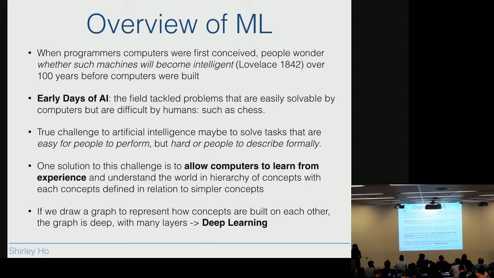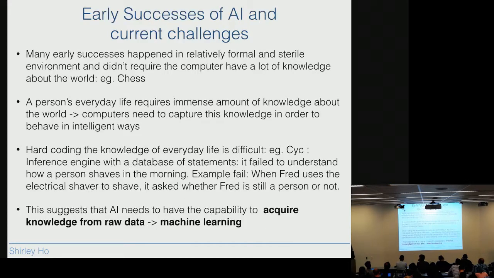One solution to this challenge is to allow the computer to learn from experience and understand the world in a hierarchy of concepts. This hierarchy of concepts comes up through what is this deep learning part, defining relationships to other, simpler concepts. So if we draw a graph to represent how concepts are built on each other, the graph is deep, and that's why people started thinking about this graph with many layers, and that's why they call it deep learning. That's what people originally think about deep learning, at least. Then many other people will say it differently.